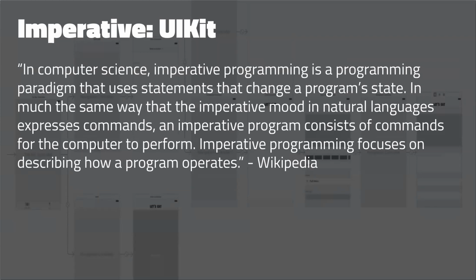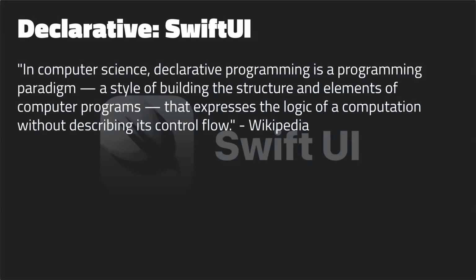That's the Wikipedia slide that is needed, and now I'm going to give you the Wikipedia version of declarative. In computer science, declarative programming is a programming paradigm, a style of building the structure and elements of computer programs, that expresses the logic of a computation without describing its control flow.